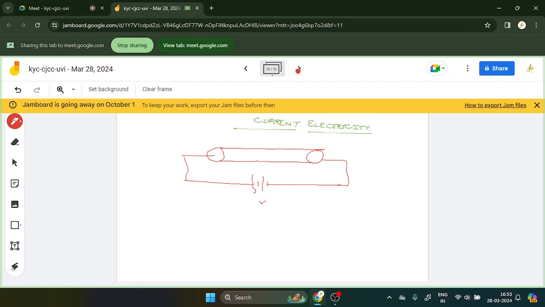Now when you switch on this battery, when the potential difference is applied across the ends of the conductor, what will happen? The electrons will start to flow. Suppose the electrons are flowing in this direction. Now what will happen? In this direction electrons are flowing, and the current is going to come in the opposite direction.